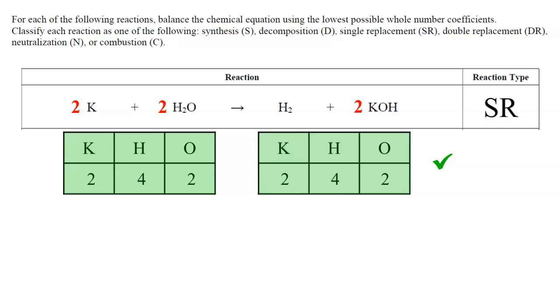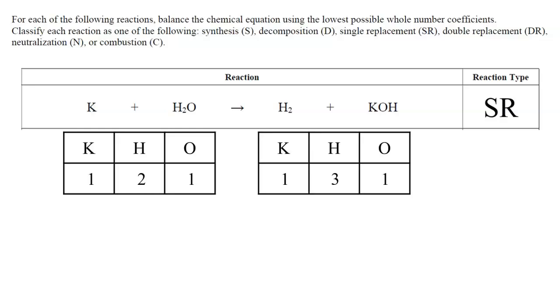I'm going to show you another way that will also result in this same set of coefficients. So starting over, instead of using a fraction in front of that H2 on the right, I'm going to recognize that I need more hydrogens on the left side of the equation. So why do I need more hydrogens on the left? Because right now there's 3 hydrogens on the right, and there's only 2 hydrogens on the left.